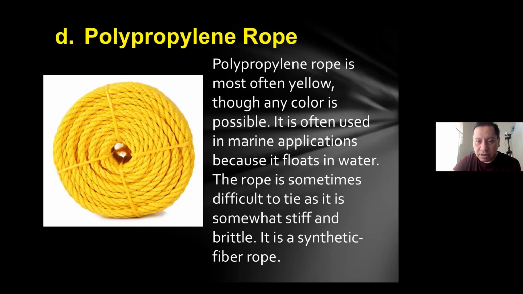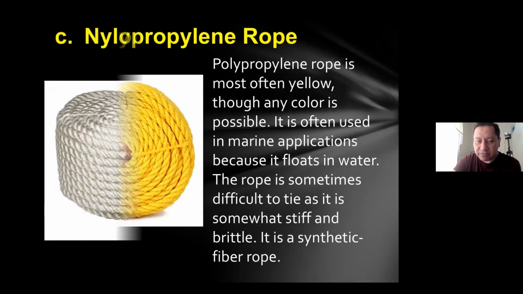Polypropylene rope. You've seen this one also everywhere. You know, it's like a plastic rope. This is also a synthetic rope. Polypropylene rope is most often yellow, though any color is possible. It is often used in marine applications because it floats in water. The rope is sometimes difficult to tie as it is somewhat stiff and brittle. It is a synthetic fiber rope.